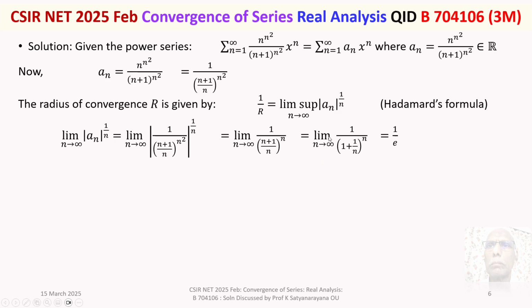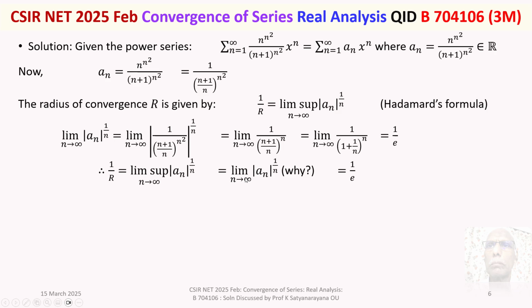This is equal to limit n tends to infinity of 1 by (1 plus 1 by n) to the power of n. And you know, limit n tends to infinity of (1 plus 1 by n) to the power of n is the exponential e. That will be equal to 1 by e. Therefore, 1 by R is equal to, write down the formula, limit superior n tends to infinity of mod a n to the power of 1 by n.